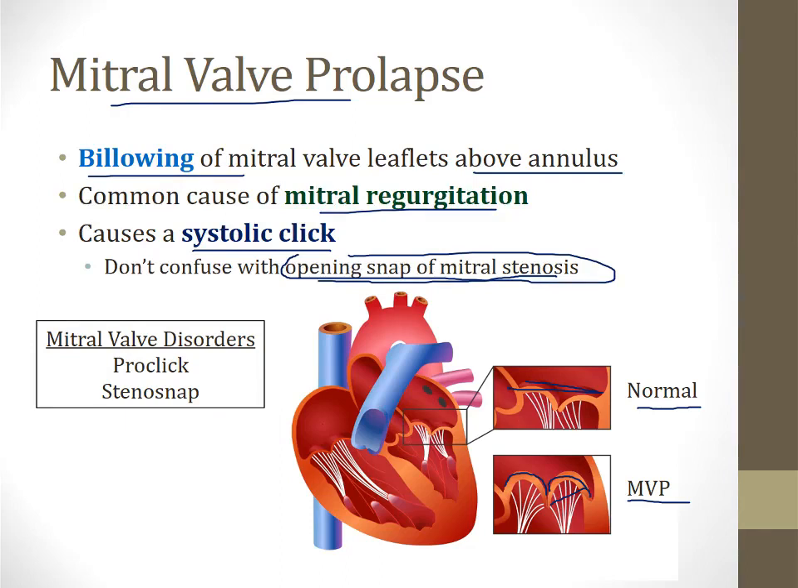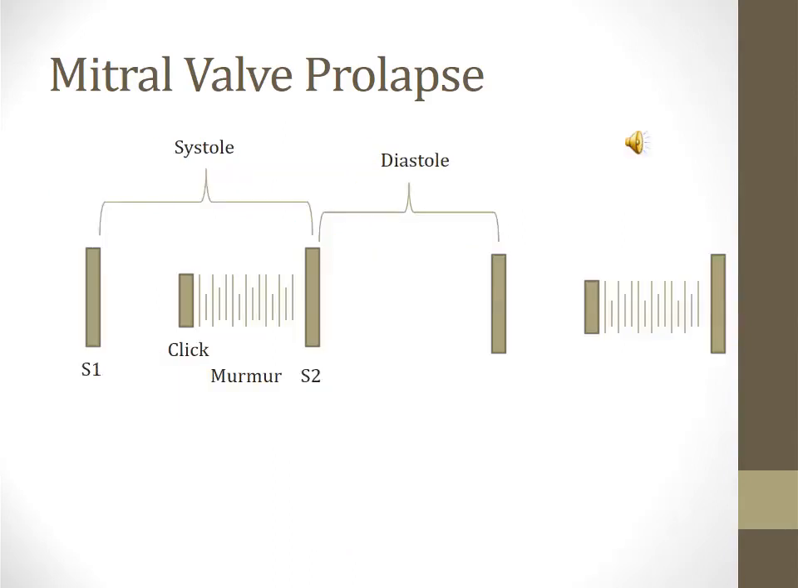And when I was a student, I always got these two things confused, so the way I remembered it is by the mnemonic I've written on the slide here. I just remembered that the two mitral valve disorders were not prolapse and stenosis, they were proclick and steno snap. Use that if you wish. The murmur of mitral valve prolapse is one of the hardest murmurs to identify just from the auscultatory findings. There's a systolic click like we talked about before, and then this is followed by the murmur of mitral regurgitation, because remember, MVP almost always leads to some degree of mitral regurgitation.